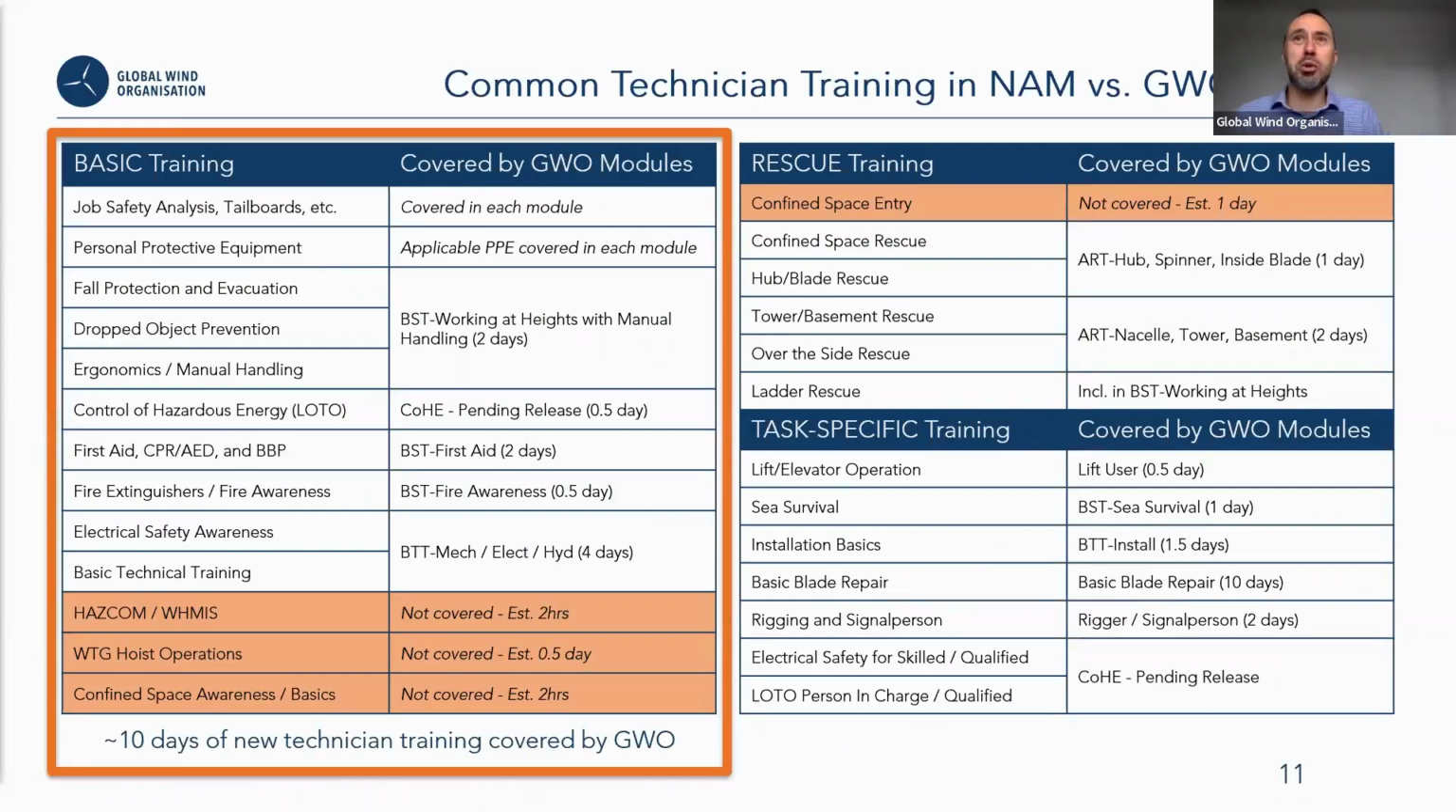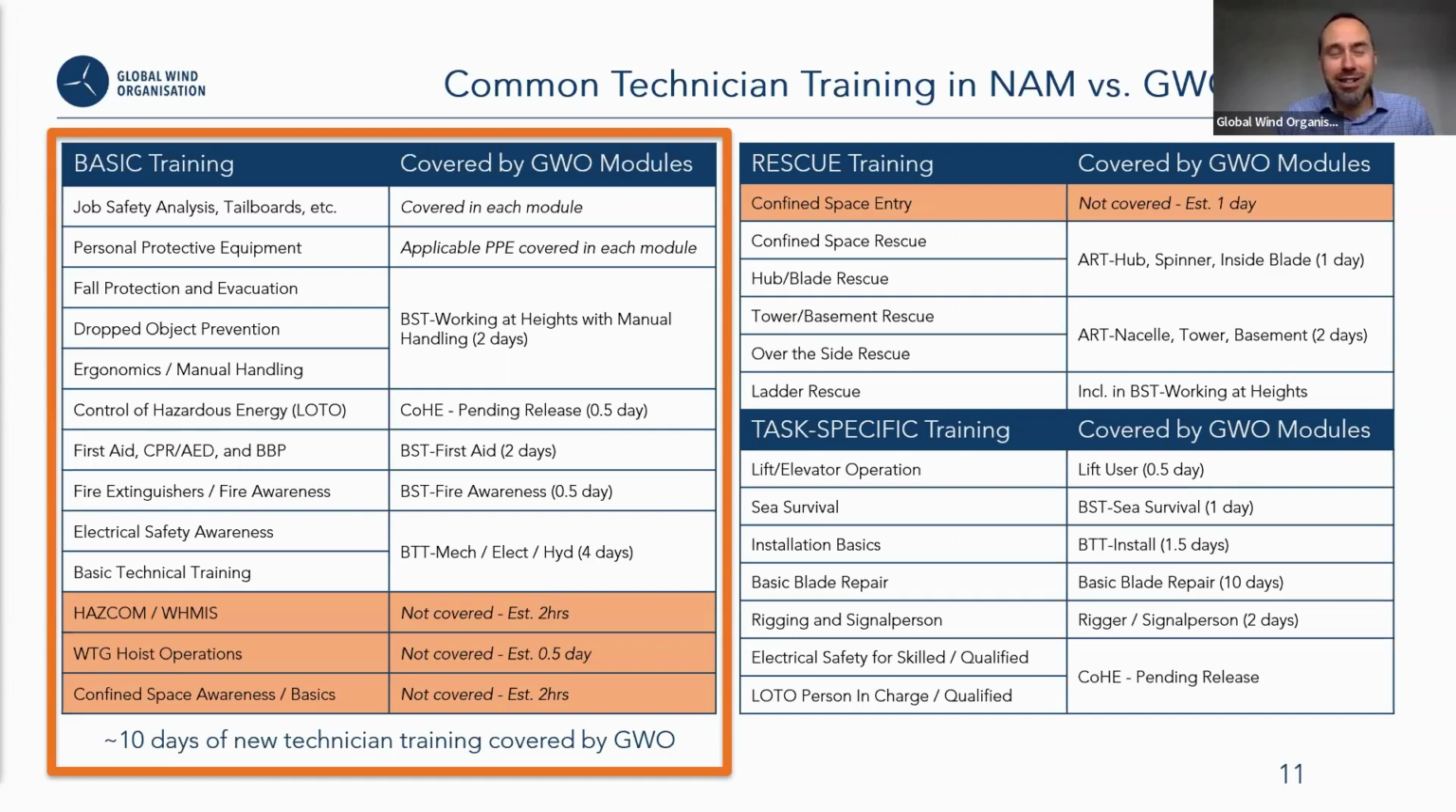And then if you dive in a little bit more specifically into North America, we worked with all of our North American member organizations to identify what training they are requiring for technicians coming in the door. In a mature market like the United States, things have kind of coalesced around titles of training. And so you see things in there like PPE, fall protection and evacuation, dropped object prevention, first aid CPR, electrical safety awareness, and stuff like that. And what you see on the left side of the screen is that, with the exception of those bottom 3 modules, right now GWO training is covering a vast majority of that minimum entry training.